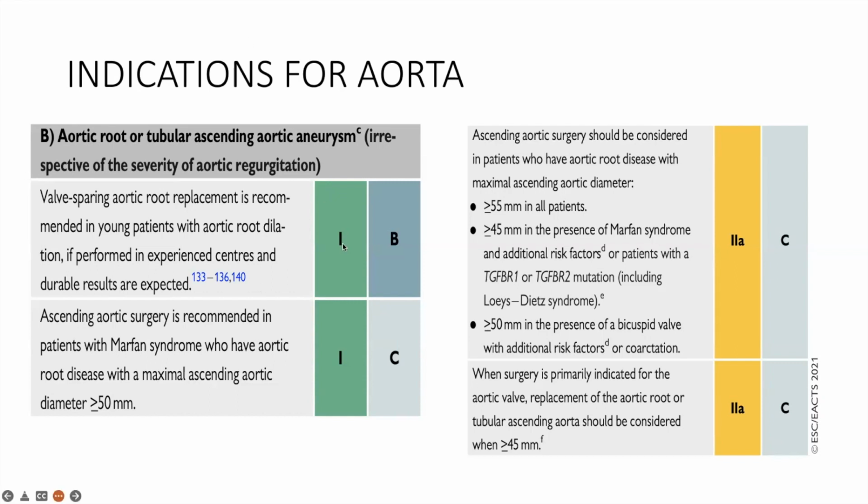Another thing to consider is that many patients who have aortic regurgitation may have enlarged aortas. So if the aorta is more than 55 millimeters, we'll have to replace the ascending aorta and the root. If it's more than 45 millimeters, in patients who have Marfan syndrome or other high risk factors, we'll intervene. In patients with bicuspid valve, it's often 30 millimeters.